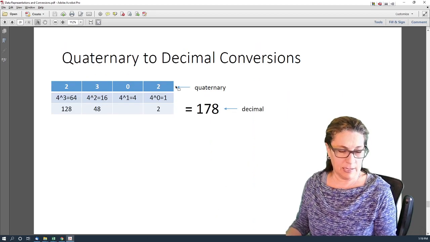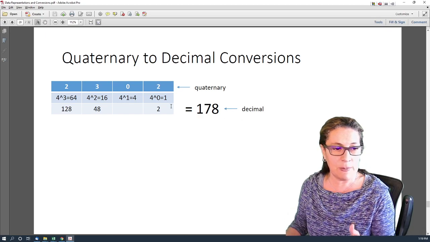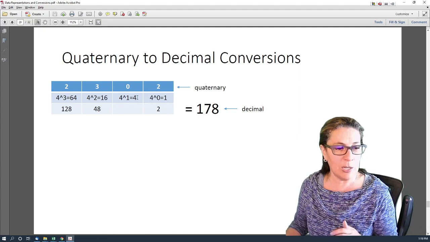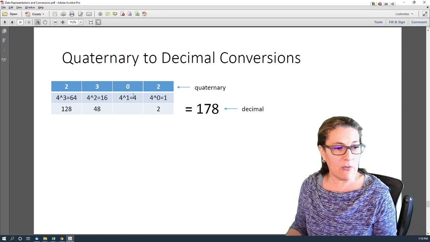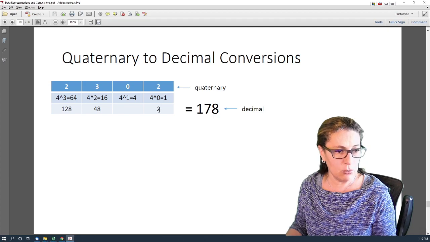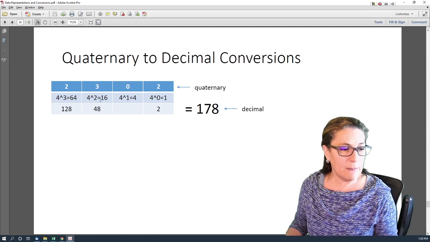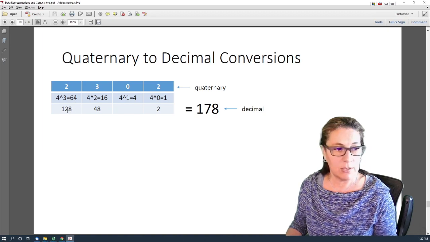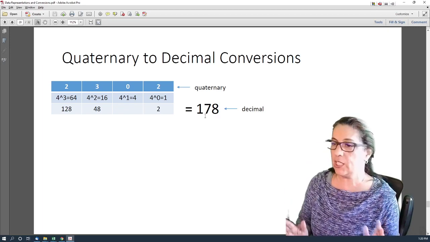So again, this direction is very easy. Given the quaternary number, how do we find out the decimal representation? Same thing. You put a little row over here with the powers of 4. This is a 2, so it's 2 times 1. This is a 0, so it's 0. This is 16, so it's 16 times 3. And this is 64, and then it's 64 times 2. You get these numbers, and then you add them, and you get 178. So this direction is very easy.